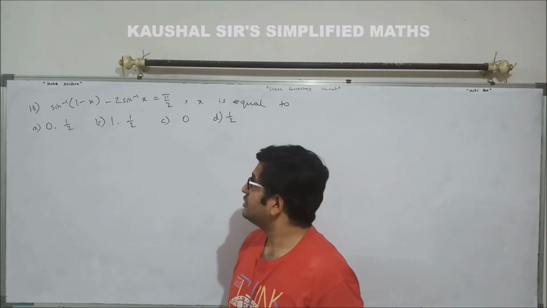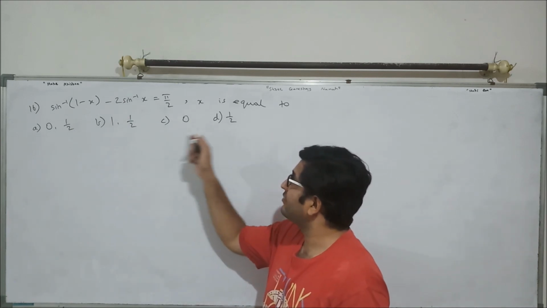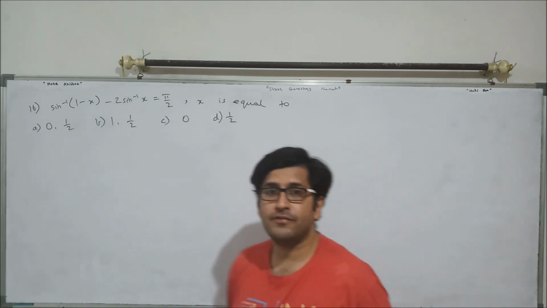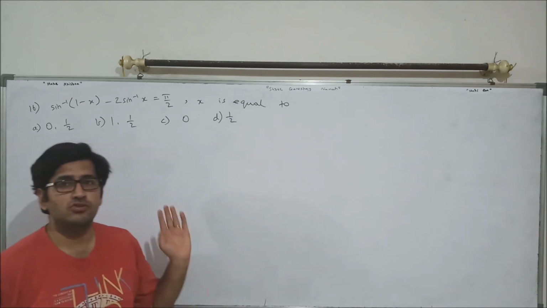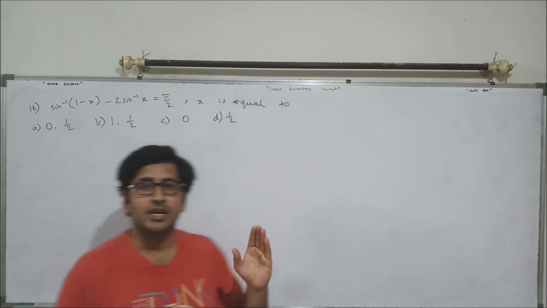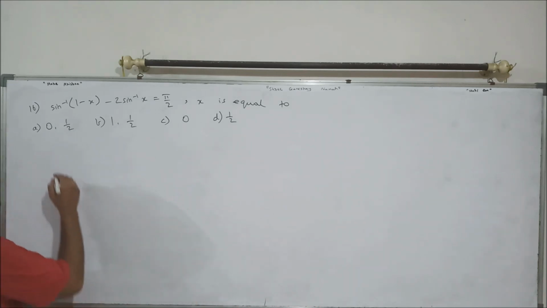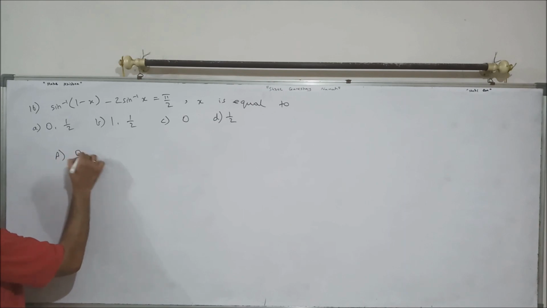Okay students, in question number 16 we have been given sine inverse of 1 minus x minus 2 sine inverse of x is pi by 2. We want to find the value of x. The best method to solve this is satisfying the options. So we will check every option, and whichever option gets satisfied, you can choose that as your answer. So starting with option number A, which is 0, half.